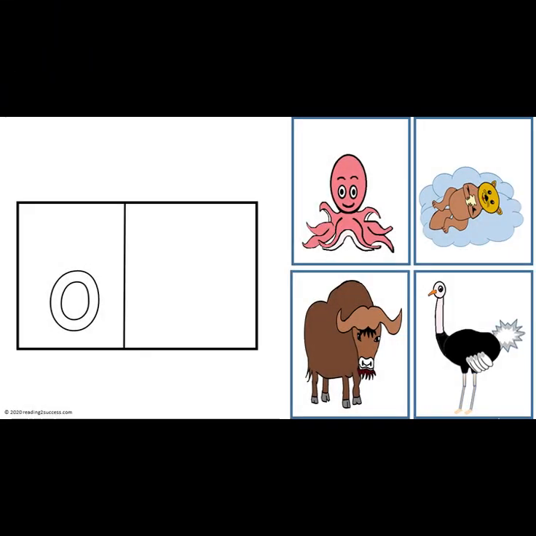This is a template to make the mini booklet for O. O is for octopus, otter, ox, and ostrich.